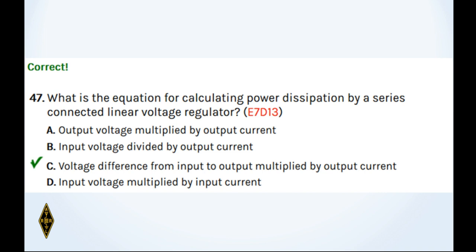And 47, the equation for calculating the power dissipation of a series-connected linear voltage regulator, that's that three-legged regulator where you might have 20 volts coming in and 15 volts going out. Well, it's the voltage difference from input to output, in this case 5 volts, multiplied by the output current. So if you had 1 amp, it would be 5 times 1, or that device would be putting off 5 watts of heat.